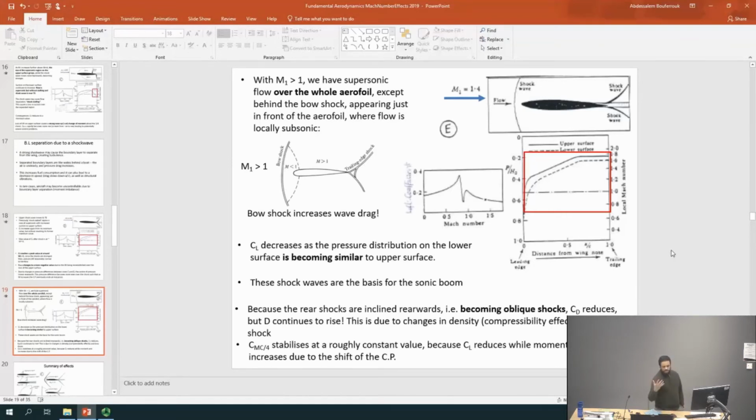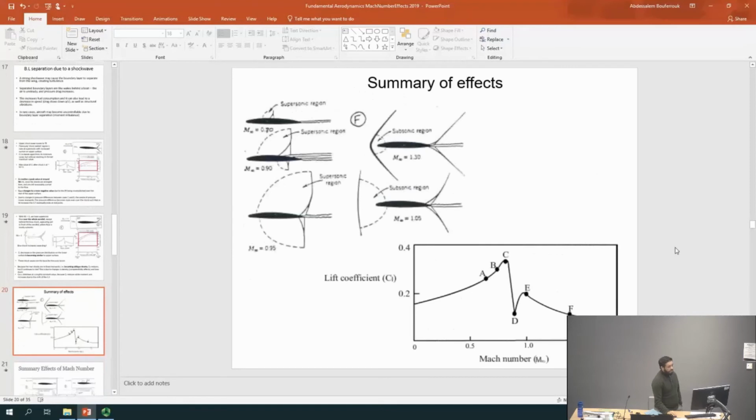Of course, we can't describe everything, but hopefully I've given you some things to think about. So, in terms of summary, as the Mach number increases from low speeds to high speeds, I've given you here a typical curve for the lift coefficient.